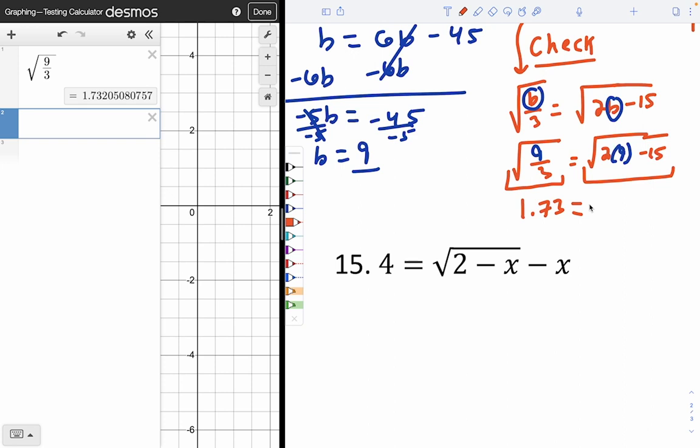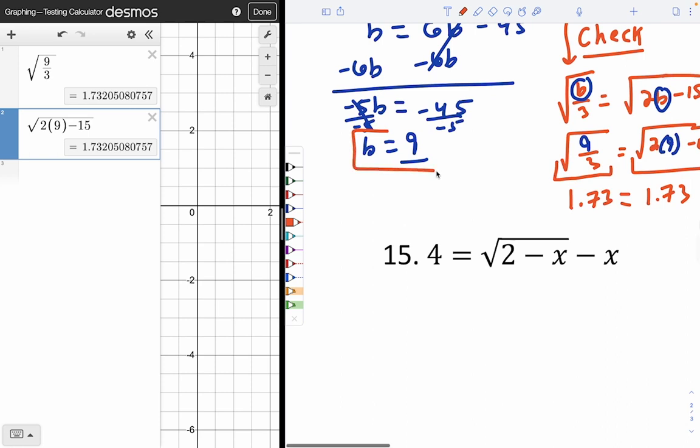Calculate the right side and see if it's also the same thing. If I calculate the right side, square root 2 times 9 minus 15, I also get 1.73. I calculated the left side and the right side. Are they the same thing? Yes, so that 9 is a correct solution. Again, the answer you get is correct most of the time, but we want to make sure we're right all the time, so we're going to check our answers as well.